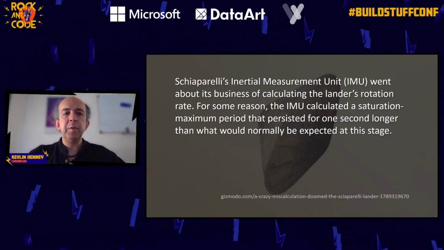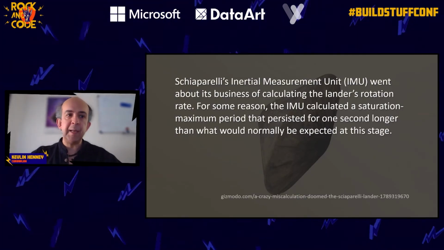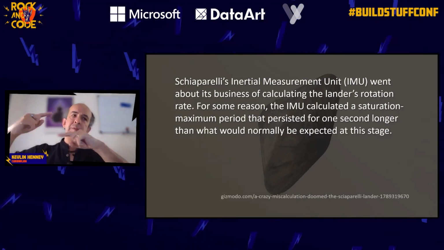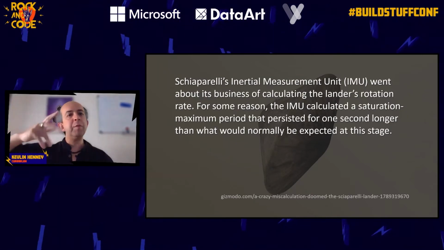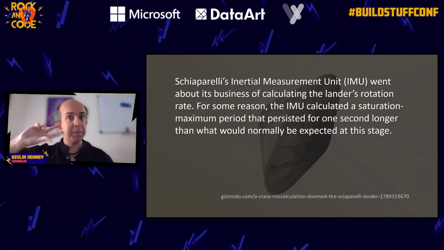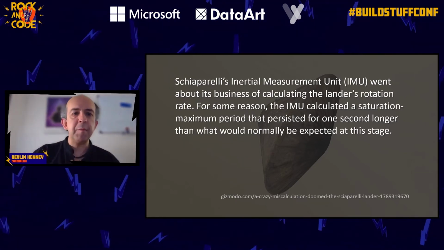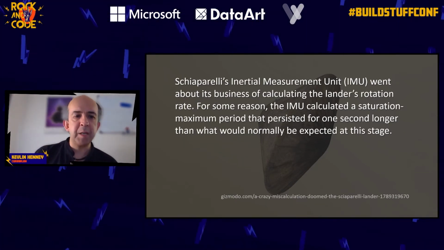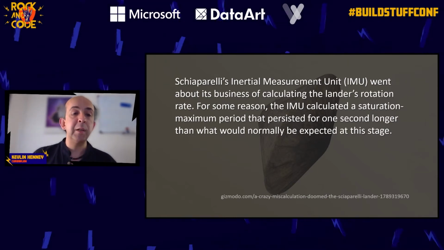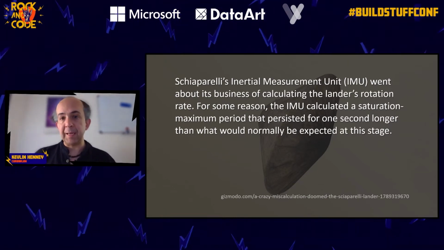Schiaparelli's internal measurement unit went about its business of calculating the lander's rotation rate. So we've just entered the atmosphere, and when you rotate a craft, it gives it stability. So you're rotating the craft as you enter, and that's great. For some reason, the IMU calculated a saturation maximum period that persisted for 1 second longer than what would normally be expected at this stage.